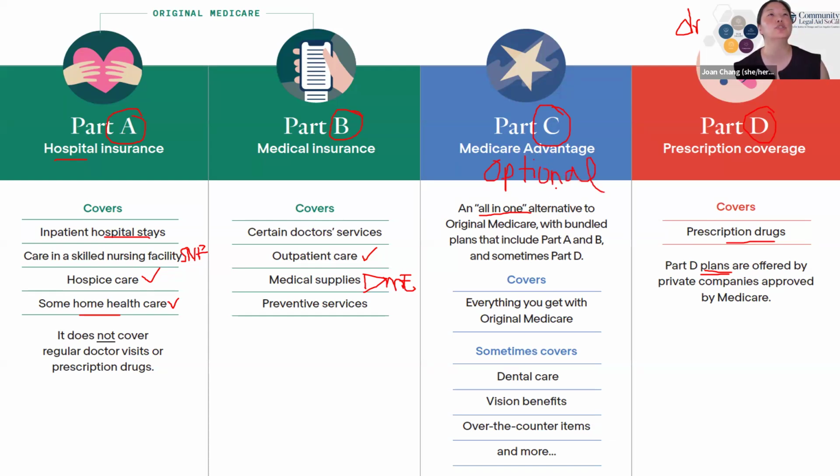Can you guys see this, the optional, when I write it in? Can I get a verbal yes? Yes. Okay, thanks, Gabby. All right.